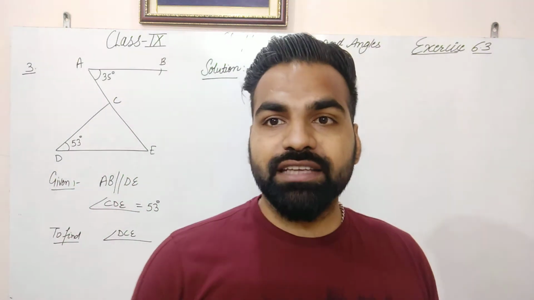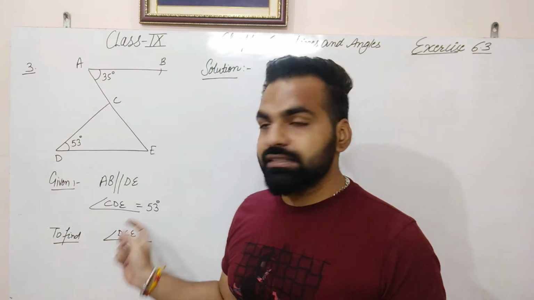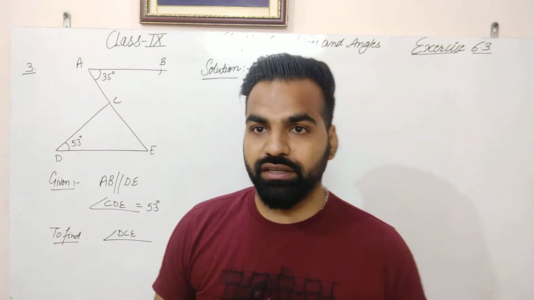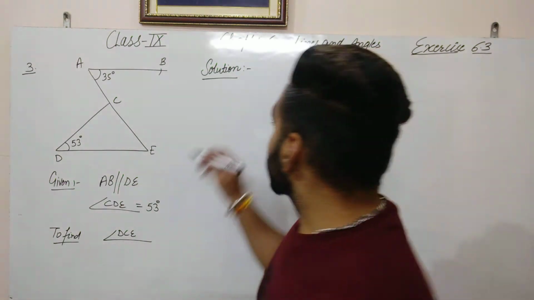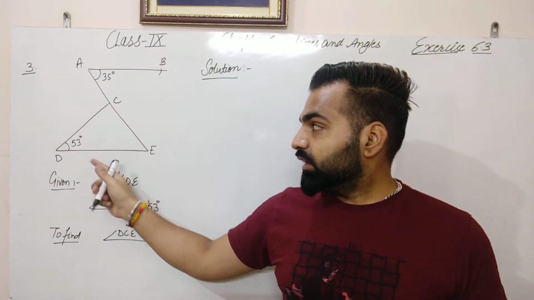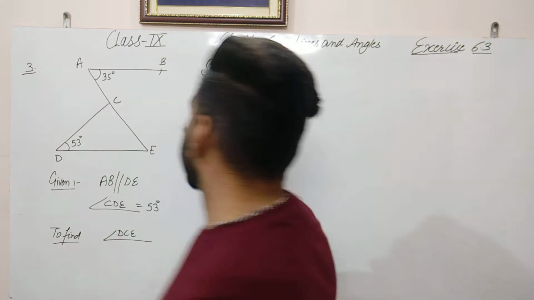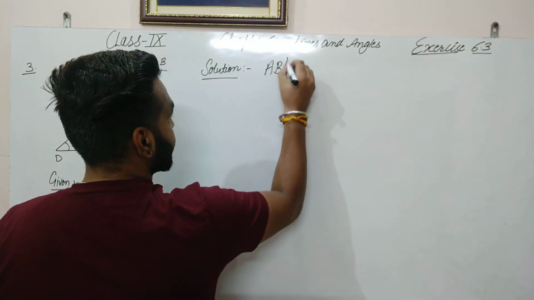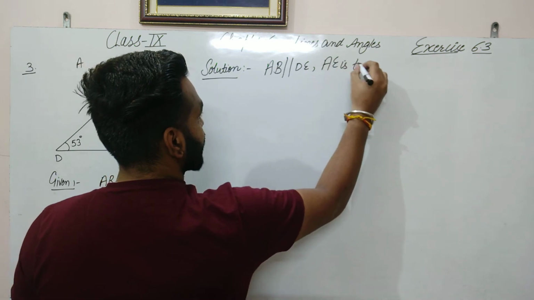In the figure it is given that AB is parallel to DE and angle CD is known, that is 53 degrees. So we have to find the value of angle DCE. So this is a very simple question. Here we can see that AB is parallel to DE. So this AE will form the transversal. AB parallel DE, AE is transversal.